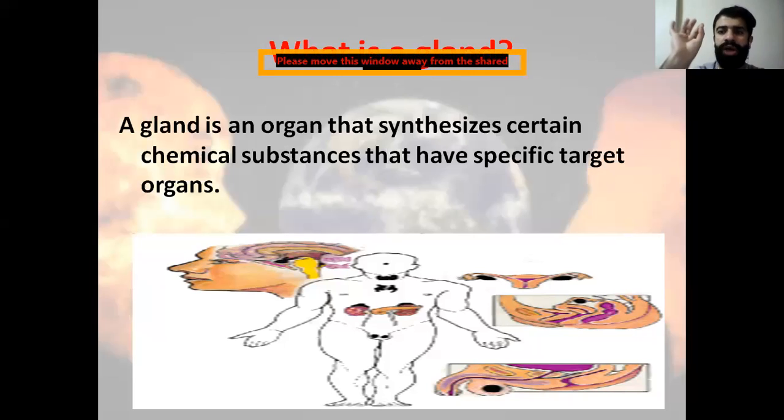This target is called a target organ. For example, a hormone is secreted to move toward, let's say, the liver, to work at the level of the liver. So the liver is specified as a target organ.